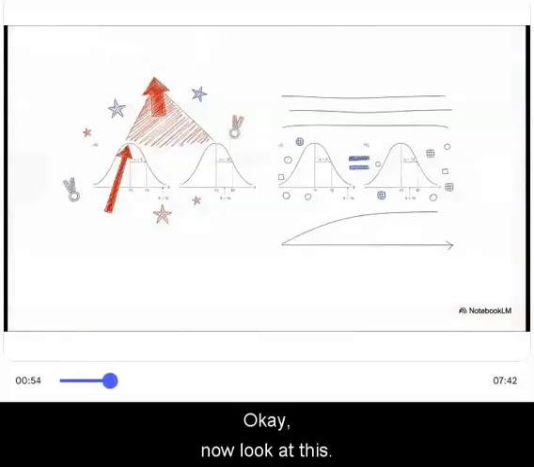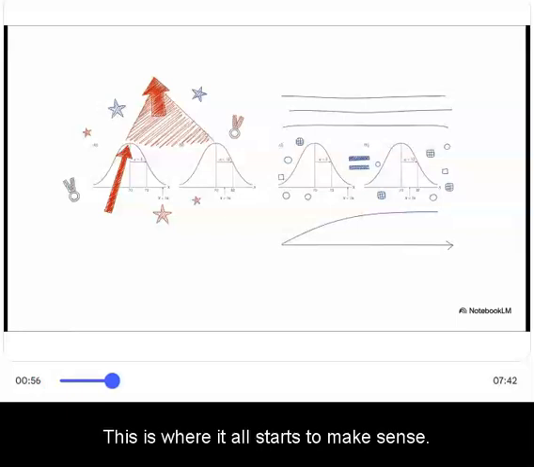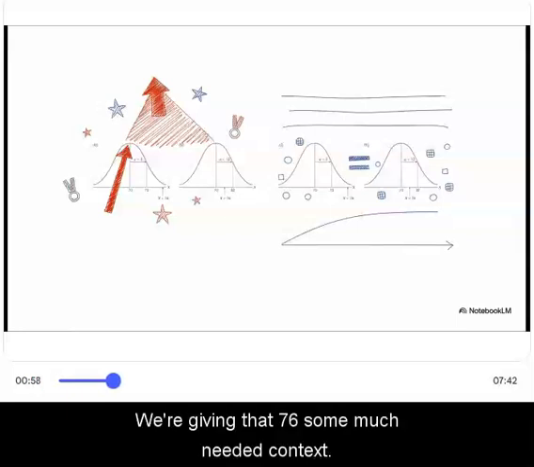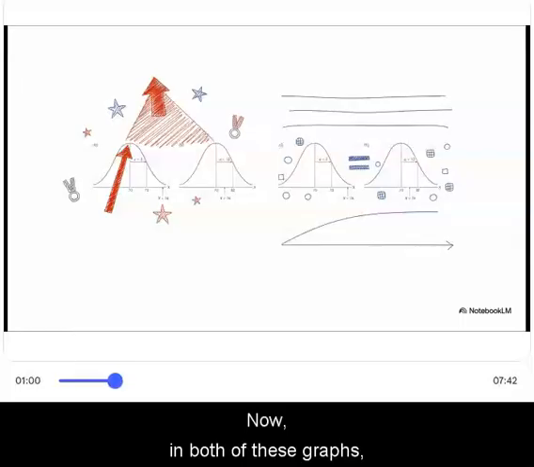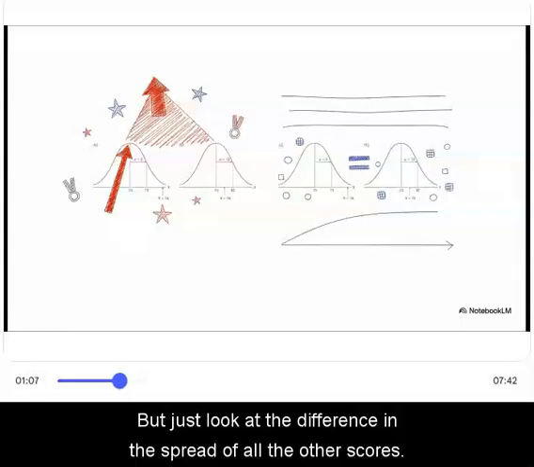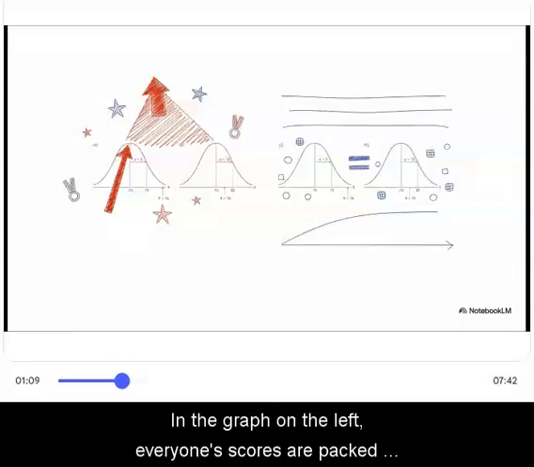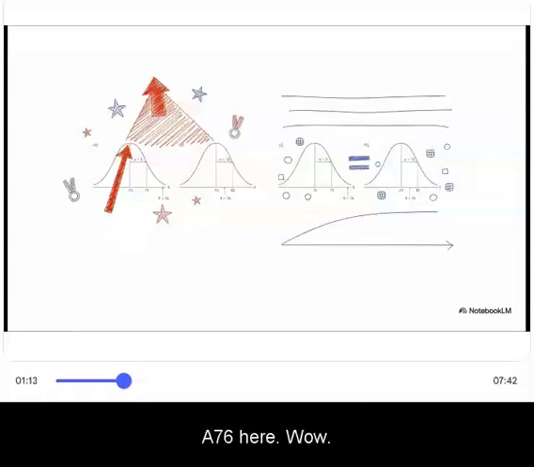Okay, now look at this. This is where it all starts to make sense. We're giving that 76 some much needed context. Now, in both of these graphs, the average score, the mean, is 70. But just look at the difference in the spread of all the other scores. In the graph on the left, everyone's scores are packed super close together. A 76 here? Wow, it's way out in the top tier. You're an absolute rock star.